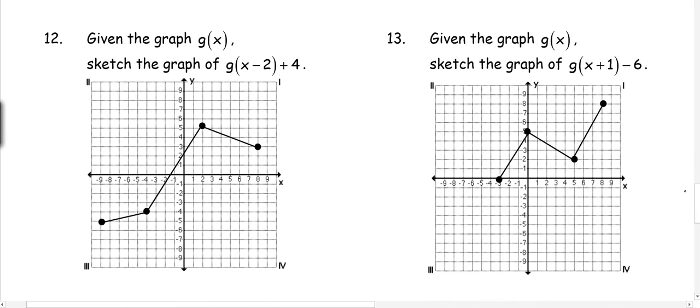Number 12, you're given 2 movements in this now. So you have g of x minus 2 plus 4. So the minus 2 means that we are going to move right 2, and the plus 4 means we are going to move up 4. So for every dot, I need to count both movements now. Right 2 and up 4, right 2, up 4, and do that for the other 2 dots. And then I'm going to connect my dots to form my new function.